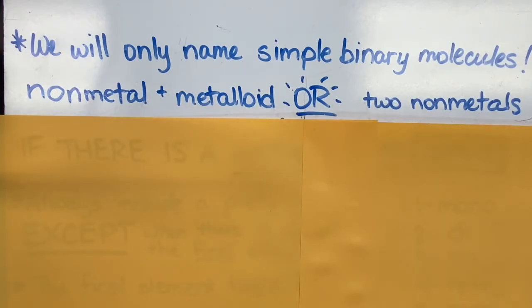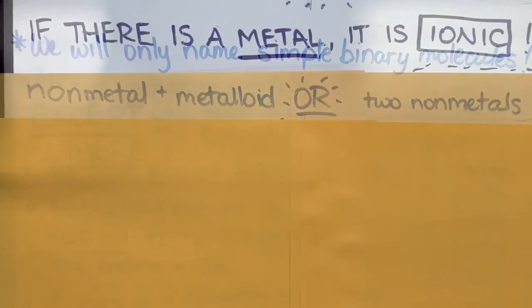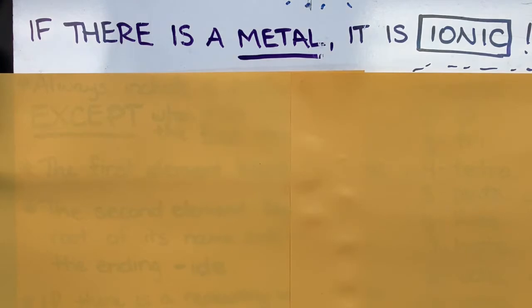So these are going to be molecules that exist only of a bond between a nonmetal and a metalloid, or two nonmetals. Remember, if we are trying to use the periodic table to determine whether something is a metal or a nonmetal, the nonmetals will be on the right side of the periodic table. That means if we see anything on the left side of the periodic table, it's a metal and is therefore ionic.